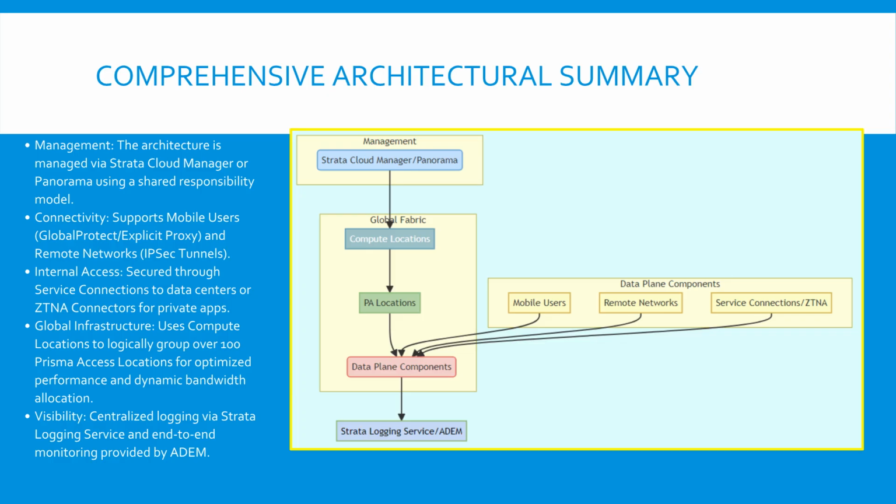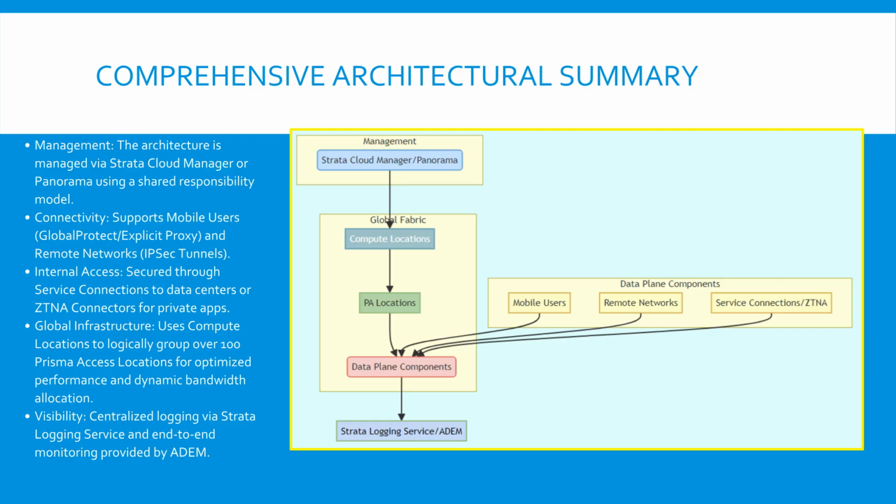The data plane supports mobile users through GlobalProtect and Explicit Proxy, and fixed sites through remote networks using IPsec tunnels. Connectivity to internal applications is ensured through service connections to data centers, or the automated ZTNA connector. Crucially, the global footprint is organized around compute locations, which group geographically close physical locations together for optimal performance, and where bandwidth allocation is managed. All operational data flows into the Strata logging service for mandatory storage, complemented by the autonomous digital experience management service for real-time visibility.